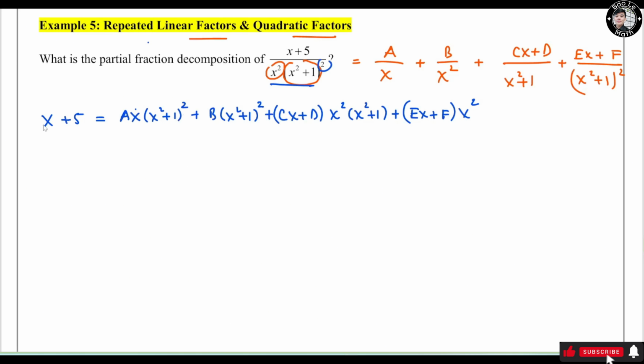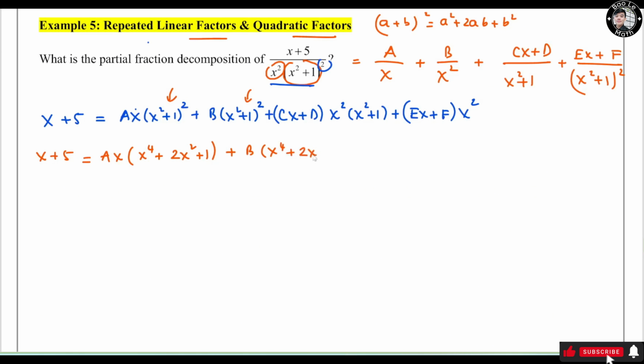Now we're going to distribute the right hand side. So s plus 5 equals... We're going to use the complete square formula, a plus b all together squared, which is a squared plus 2ab plus b squared, to expand this. So it could be a times s to the 4 plus 2s squared plus 1, and this one is the same thing, plus b times s to the 4 plus 2s squared plus 1.